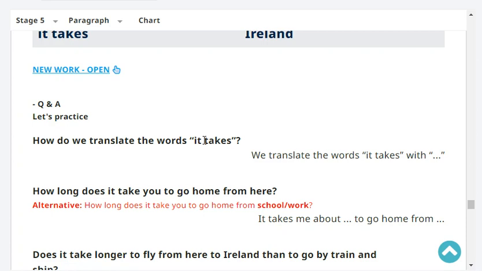We translate the word it takes with それには in Japanese. Very good. How long does it take you to go home from your office? It takes me about an hour to go home from my office. Very good.